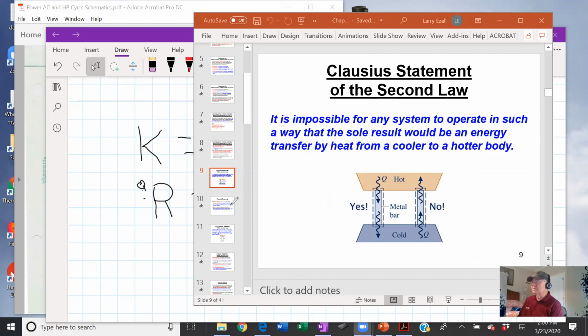All right, let's go to the next slide. Annotate. I want to take that off, don't I? Get back to my cursor. Okay.